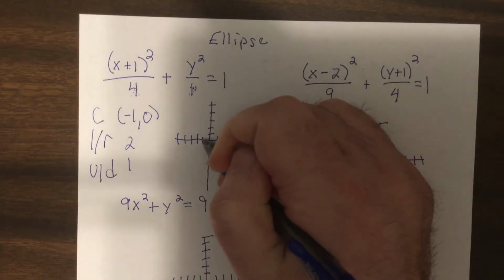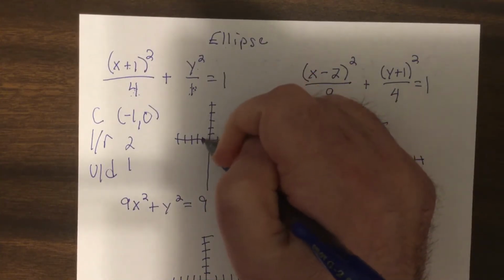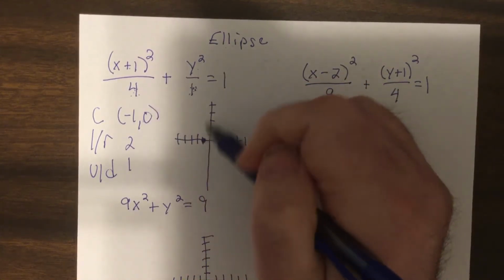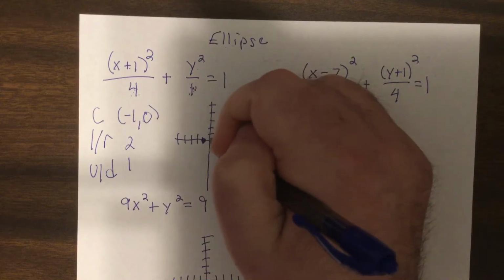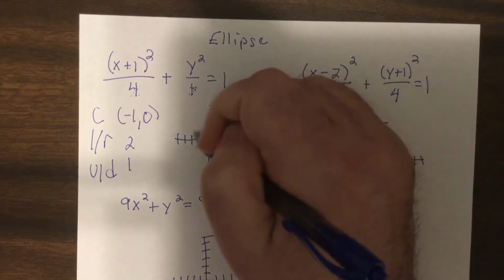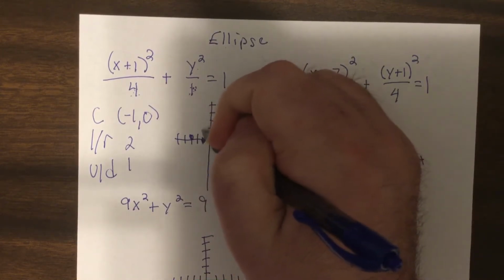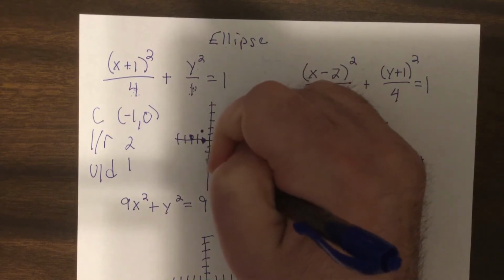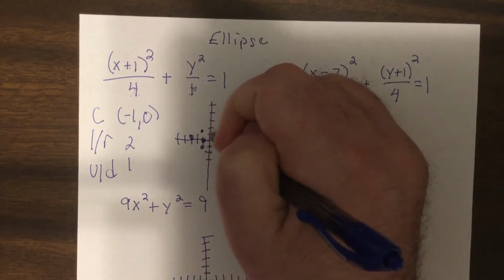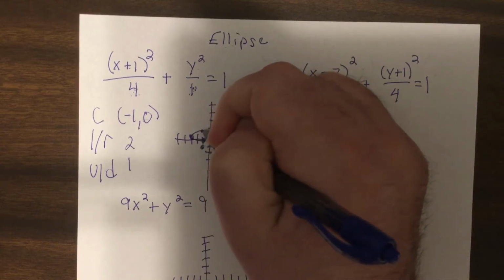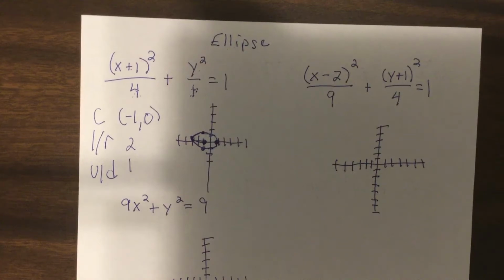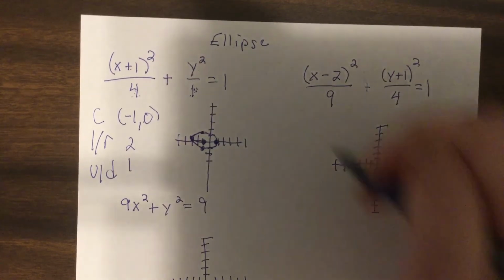So we're going to plot -1, 0. Now, always do that twice. That's where people tend to make the dumb mistake. So left, right, 2, and up, down, 1. Woohoo. Now, it should be a curve. Oh, that's lopsided. So let's try it again.